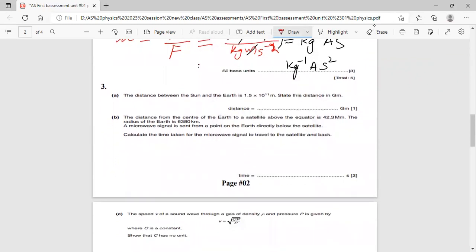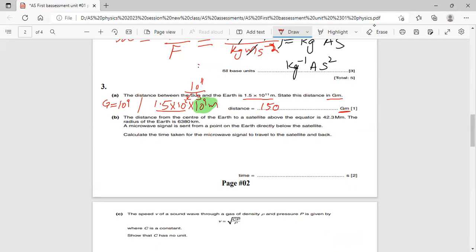The distance between the sun and earth is given, express this in gigameters. Okay, so giga, you know, giga is 10 power 9. So you'll say 1.5 into 10 power 2 into 10 power 9. So you split 10 power 11 into 10 power 2 and 10 power 9. 10 power 9 is giga, so write giga at its place, and 1.5 into 10 power 2 is 150. Giga is already written over there, so no need to write giga. So 150 is the answer.